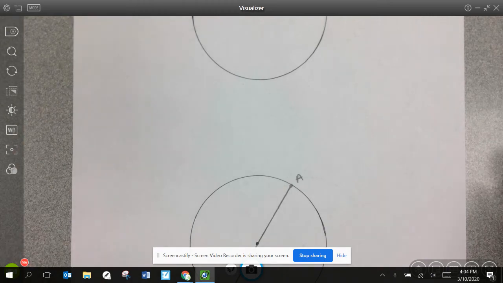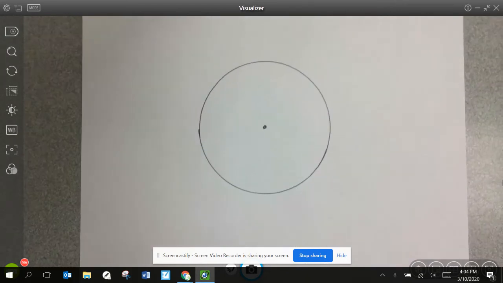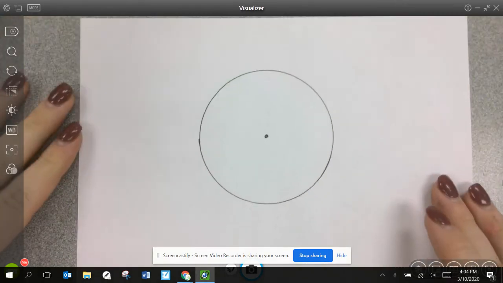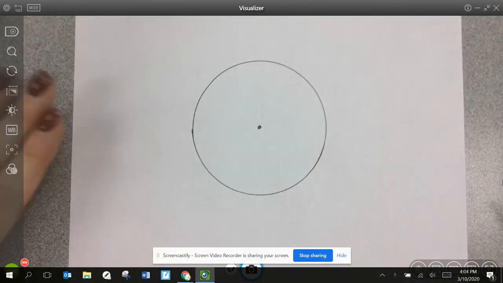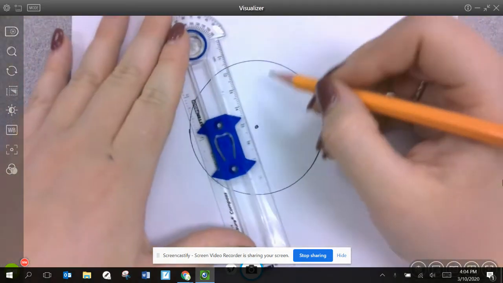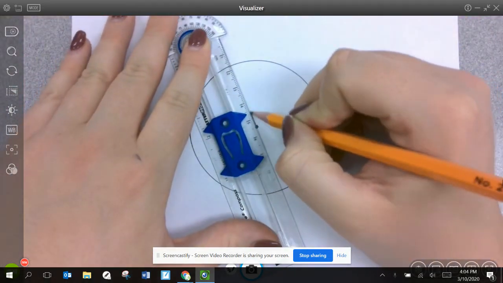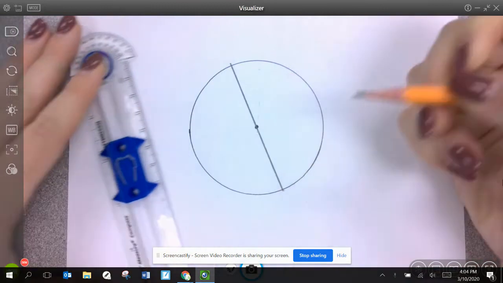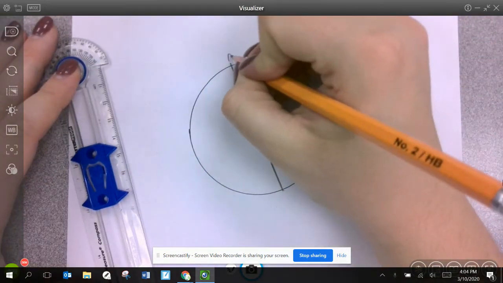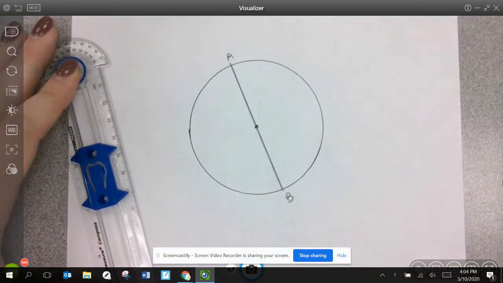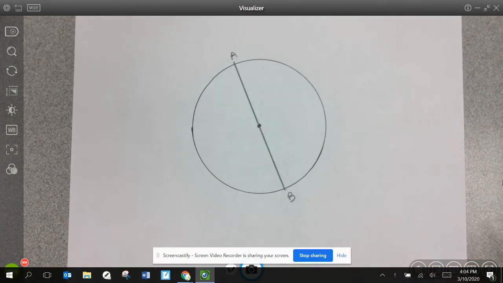In this video, we're going to inscribe an equilateral triangle. So just like in the other videos with the hexagon and the square, we're going to start with a diagonal. And it doesn't matter where your diagonal is. We're going to start with the diagonal. I'm going to call this one AB, diagonal AB.